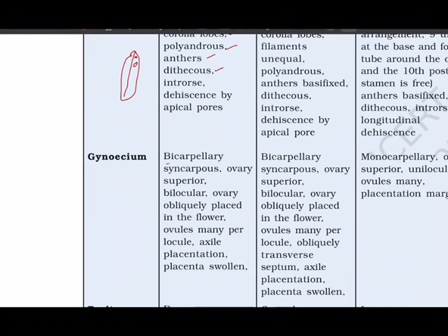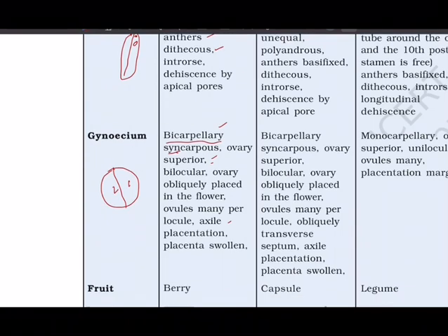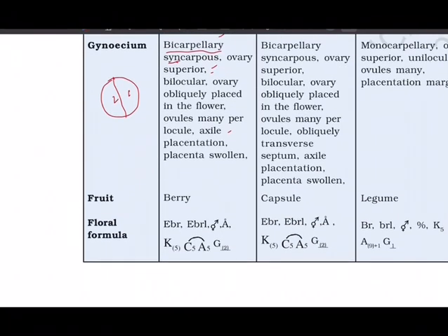Gynoecium, 2 carpels will be there. Bicarpellary. Syncarpous, they are fused both. Ovary superior, just now we said. 2 locules will be there. When we take a section of the ovary, there are 2 locules. Locule 1, locule 2. 2 rooms will be there. And obliquely placed in the flower, ovules many per locule, axile placentation. Just now we saw the axile placentation. And swollen placenta.